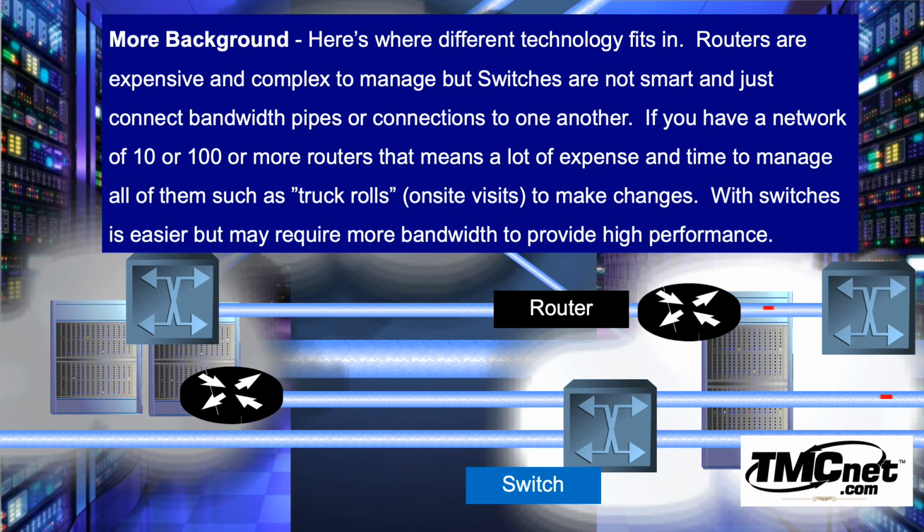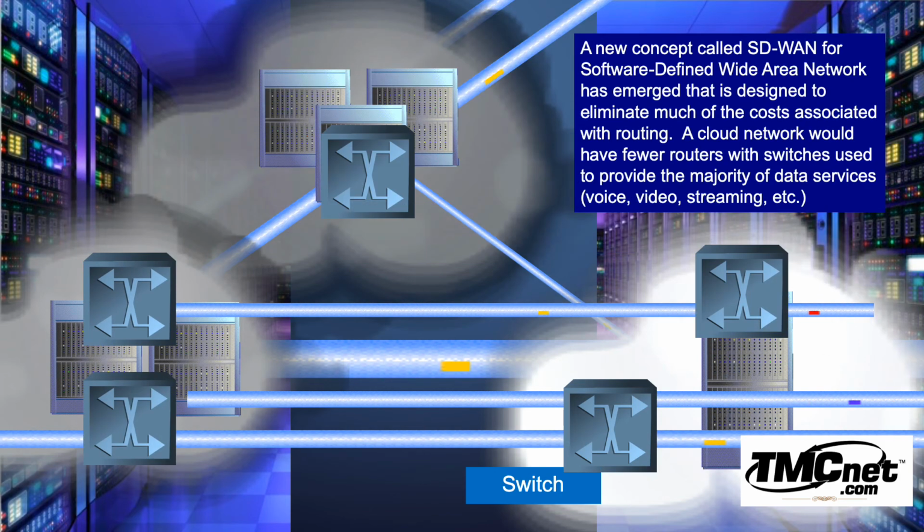Here's where the technology fits in. Routers are expensive and complex to manage, but switches are not smart and just connect bandwidth pipes or connections together. If you have a network of 10 or 100 routers, that means a lot of expense and time to manage all of them, such as truck rolls, on-site visits to make changes. With switches, it is easier, but may require more bandwidth to provide higher performance. A new concept called SD-WAN, or software-defined network, has emerged that is designed to eliminate much of the costs associated with routing. A cloud network would have fewer routers, with switches used to provide the majority of data services, such as voice, video, streaming, etc.